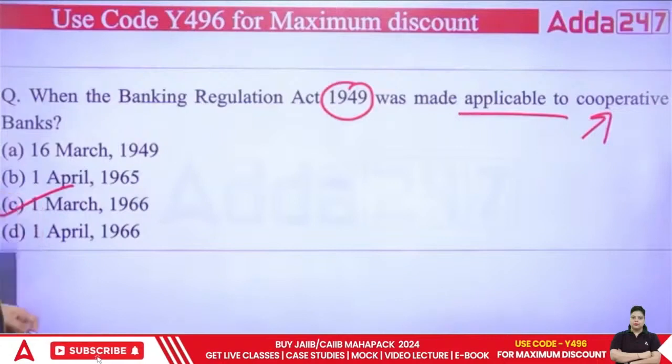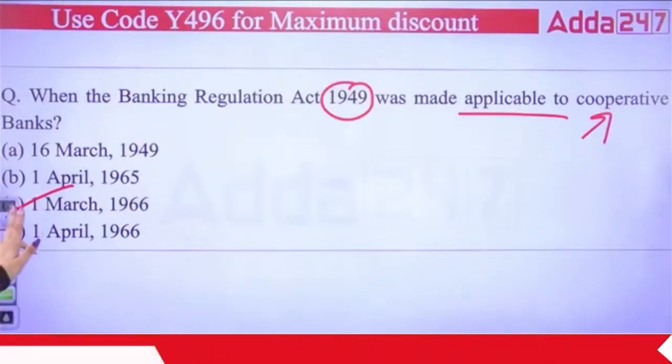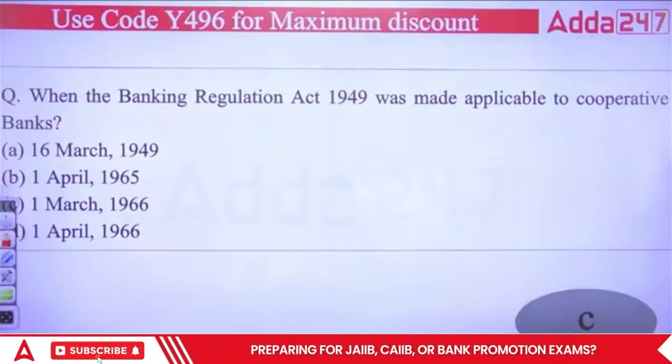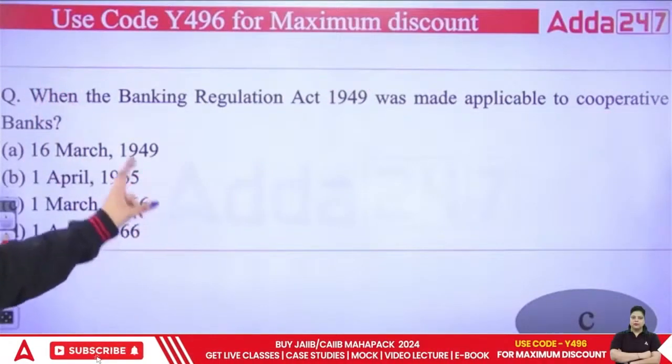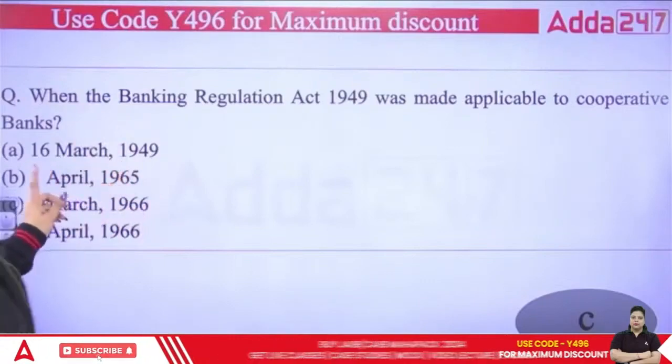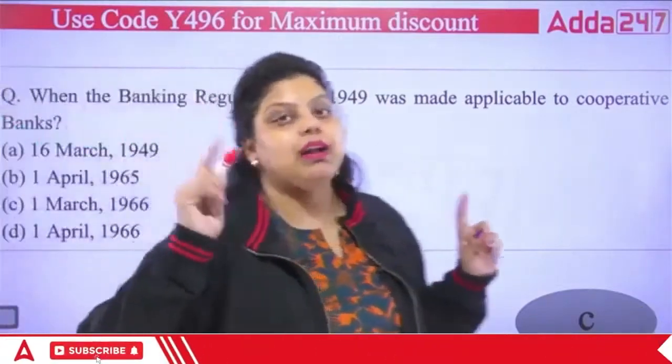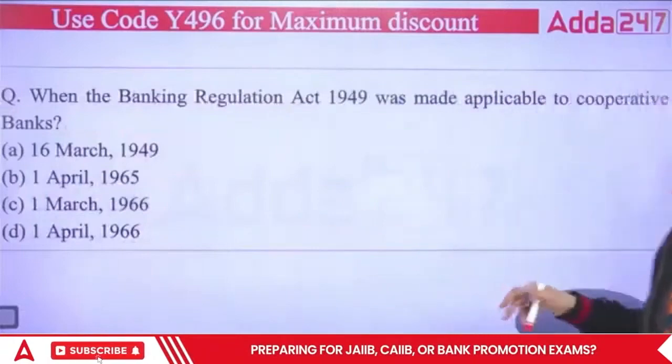Okay, so the Banking Regulation Act was made applicable to the cooperative banks from 1st March 1966, and recently in 2022, one more amendment was made after the case of Punjab and Maharashtra Cooperative Bank, PMC Bank.